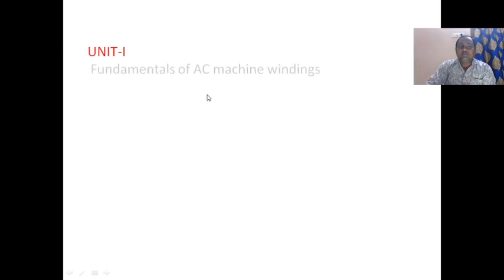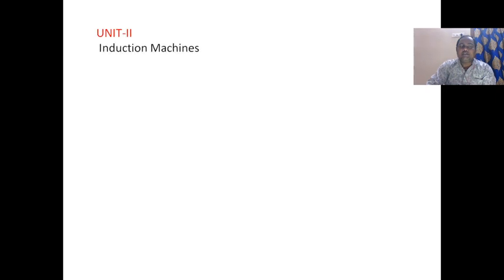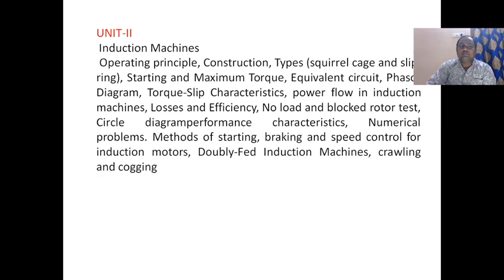Unit 1 is the fundamentals of AC machine winding: how we fabricate the machine winding, which material is used, and which type of winding we use for machines. In unit 2, induction machines. After finishing the transformers, the extension of the transformer is the induction machines. Induction machines we call rotating transformers. And unit 3, single phase induction motors.